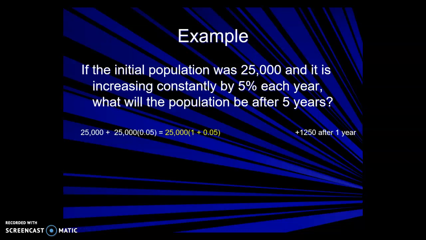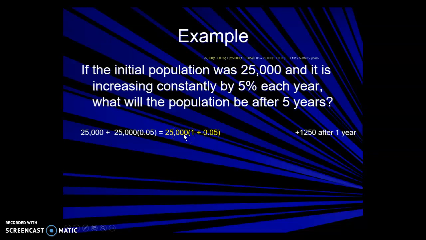So let's look at what it would be if we didn't have exponential modeling. This is what we would have to do. We have 25,000 plus 25,000 times 5% as a decimal, 0.05. So we are adding to 25,000 a certain amount each year.